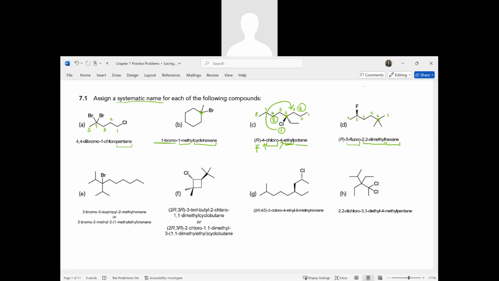And then we just have to name our configuration here. So we have priority 1, 2, 3, and then we know on our dash is our hydrogen. So our configuration is once again R. So altogether we have R-5-fluoro-2,2-dimethylhexane.